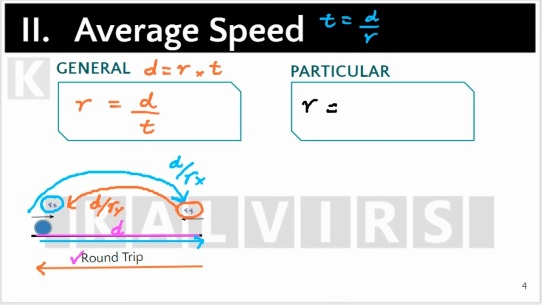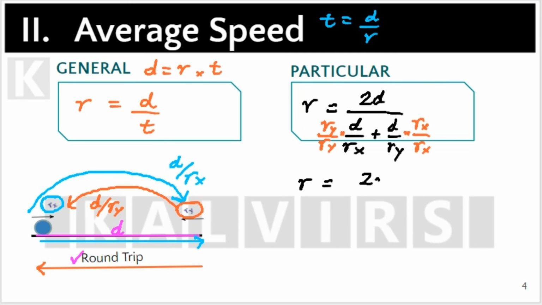So, the average speed for a round trip is the total distance. The total distance here is twice d divided by the total time. The total time is d over rx plus d over ry. So here, in order to get the common denominator, I will multiply by ry here and ry here, and I will multiply by rx here, rx here.